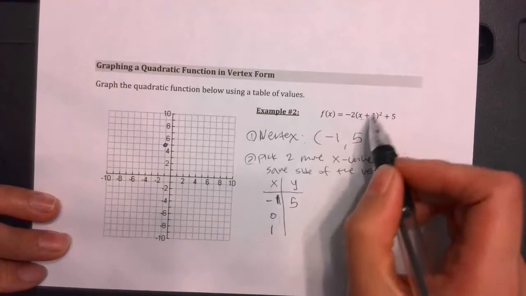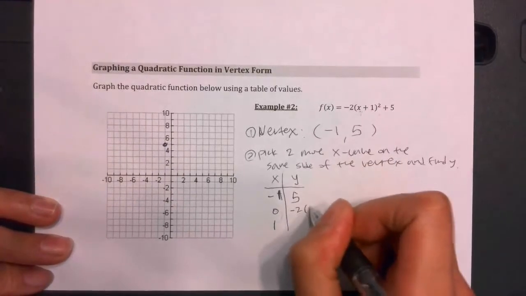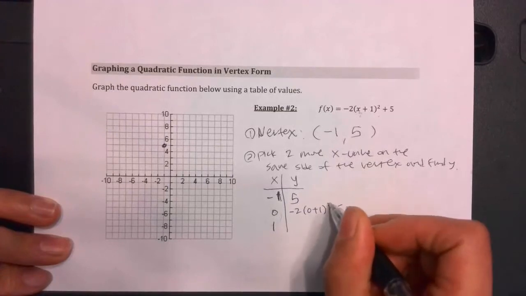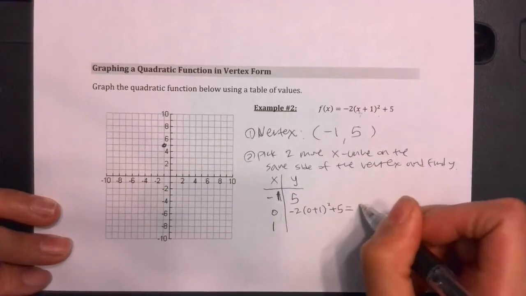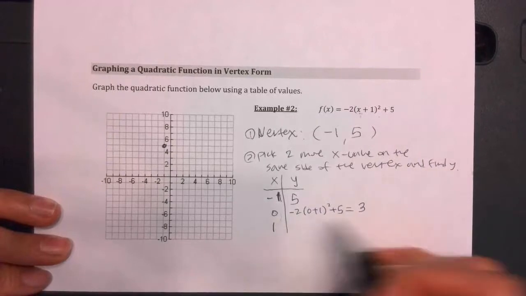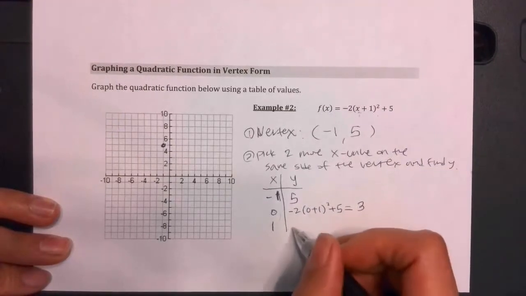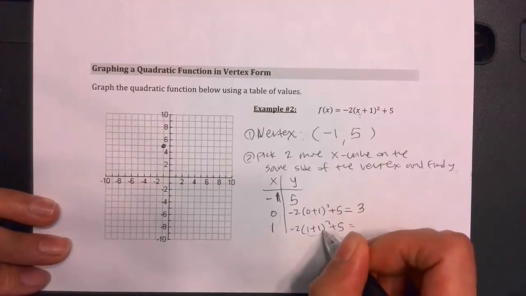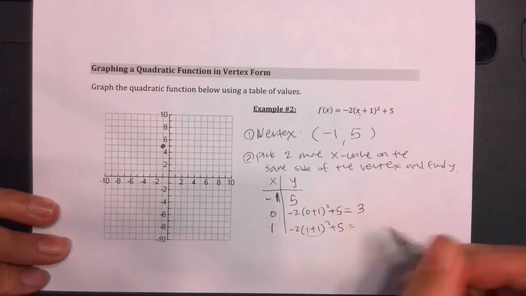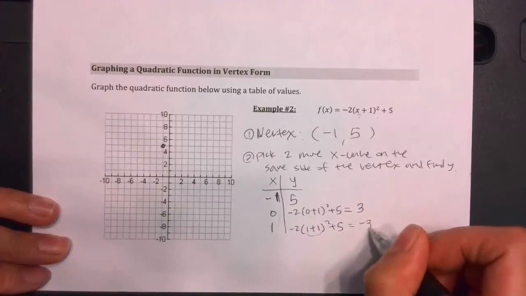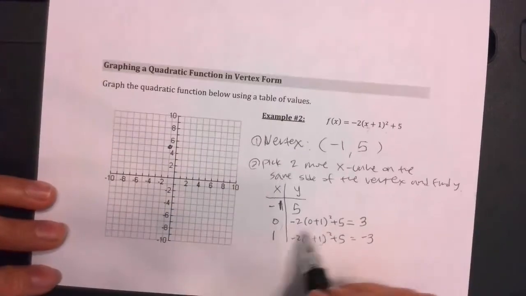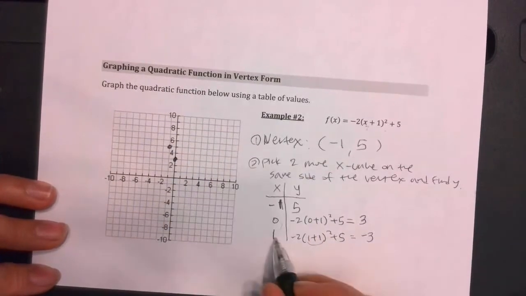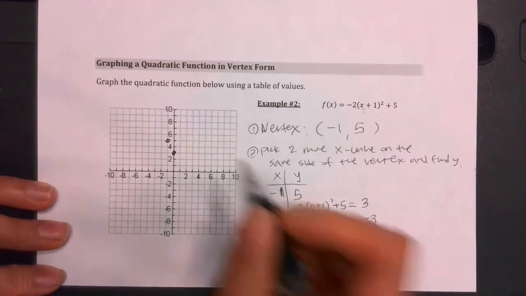So take the 0, plug it in. Negative 2 times (0 plus 1) squared plus 5 is PEMDAS, parentheses, 1 squared is 1. Multiply, you're going to get 3. So you get 0, comma 3. What about 1? Negative 2 times (1 plus 1) squared plus 5 is PEMDAS, 2 squared is 4, negative 8 plus 5 is negative 3. Okay, so let's put those points. 0, comma 3. 1, comma negative 3.